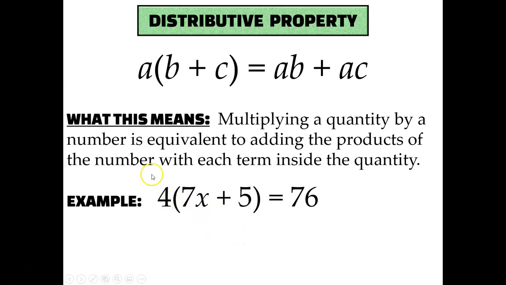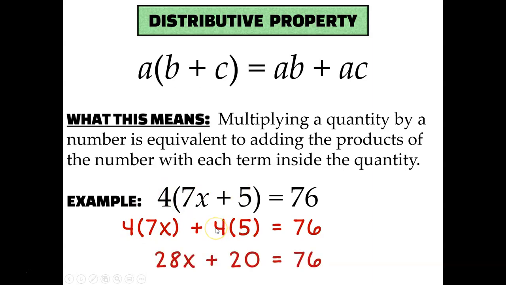Since I have 4, that's A, and then 7x plus 5 in parentheses, that's my B plus C, I could say that that's actually the same thing as A times B plus A times C. So that would be 4 times 7x, A times B, plus 4 times 5, that's A times C. And then you can just simplify that. That's 28x plus 20 equals 76, and then solve the rest of the way from there. Again, we'll see exactly how in a second of how you can combine all of the properties of equality. Then next we would use the subtraction property of equality, and then the division property of equality to arrive at our answer.